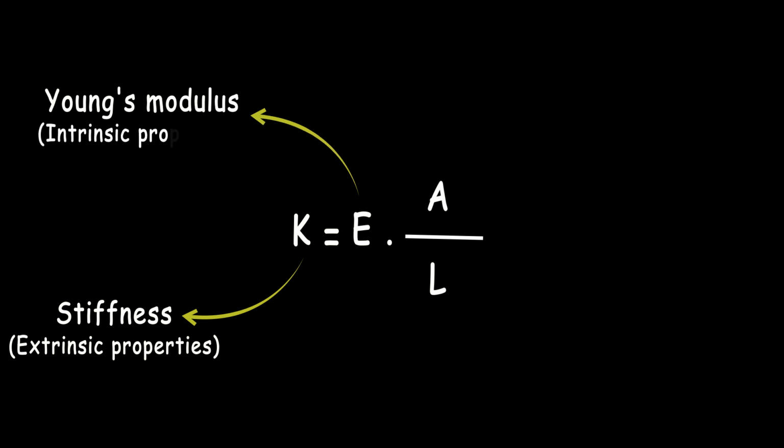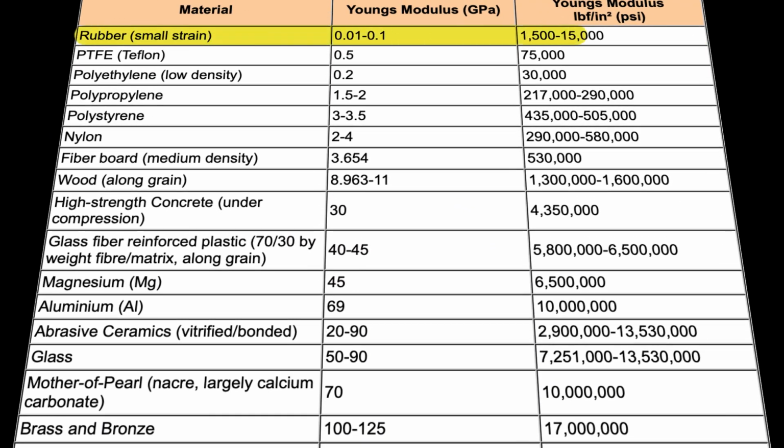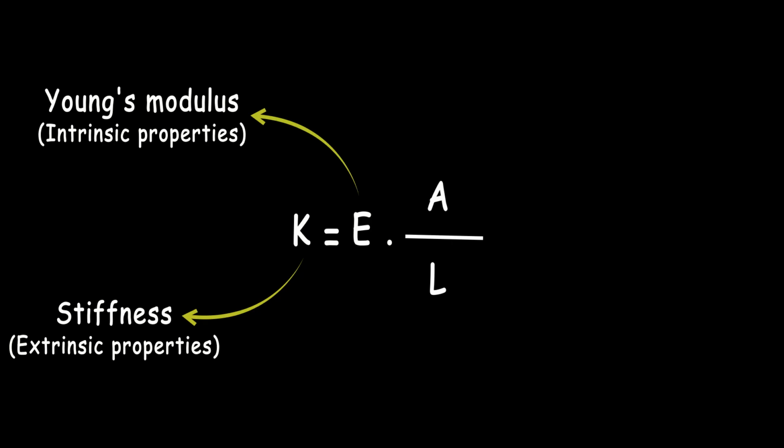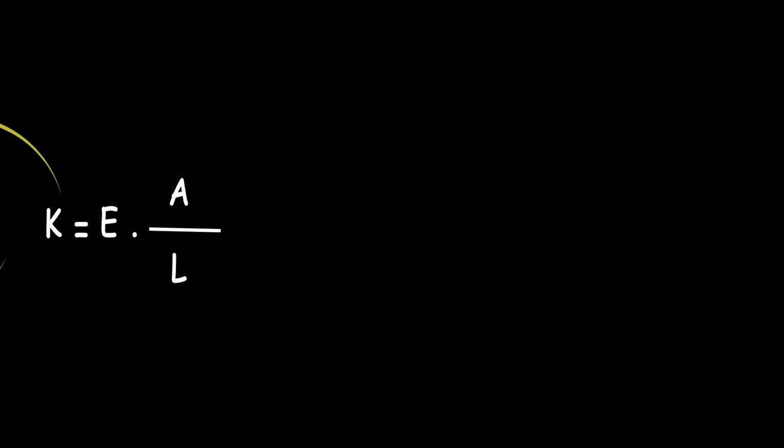The Young modulus shows the intrinsic elasticity, which is different in various materials. For example, all rubbers in the world have a Young modulus of 0.01 to 0.1 gigapascal, and all steels have a Young modulus of 200 gigapascal. So with the same cross-section area and length, the steel has a higher stiffness compared to rubber.